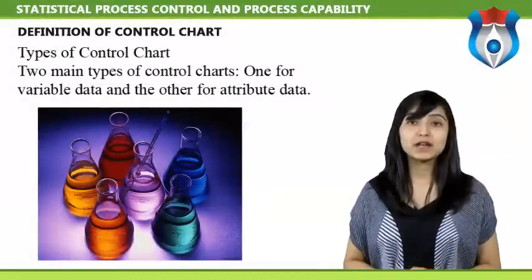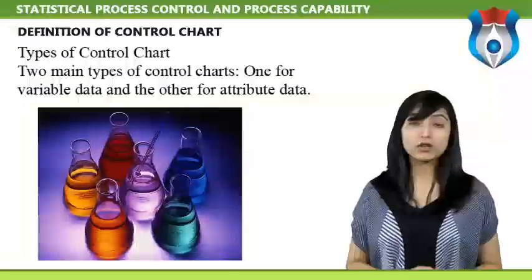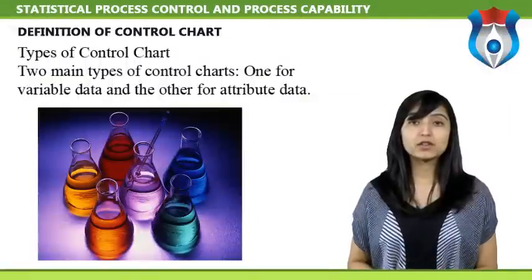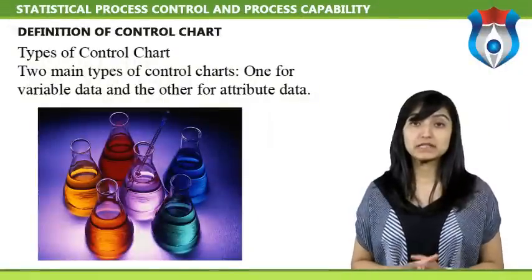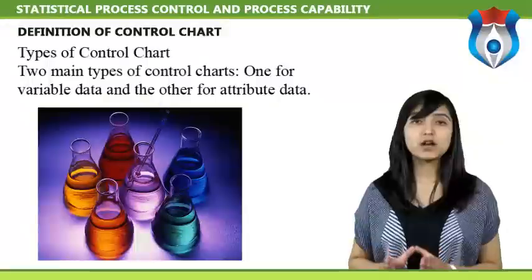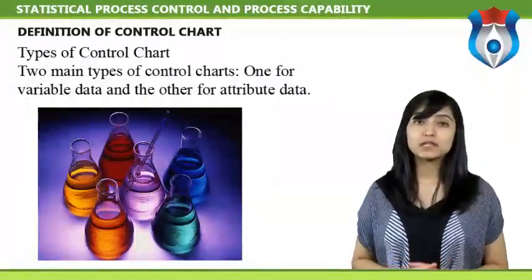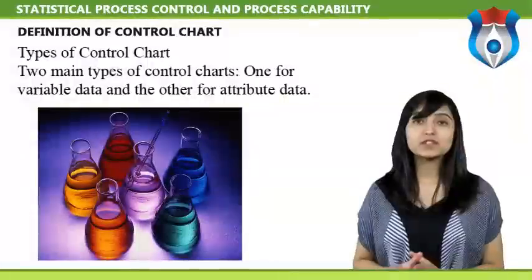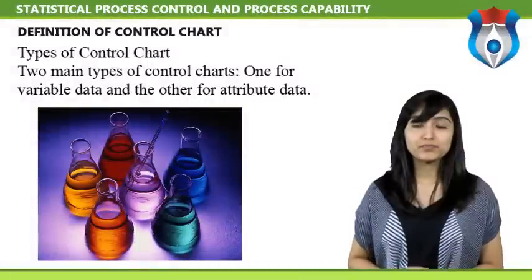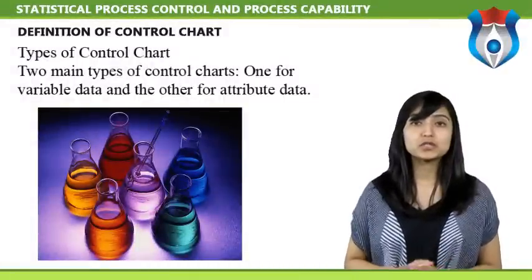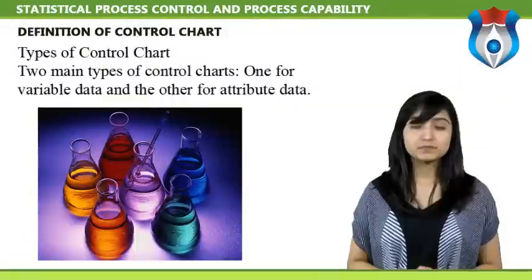Types of control chart. We have 2 main types of control charts. One for variable data and the other for attribute data. Since now worldwide the current operating level is number of parts defective per million parts produced, aptly described as ppm, control charts for attribute data has no meaning.